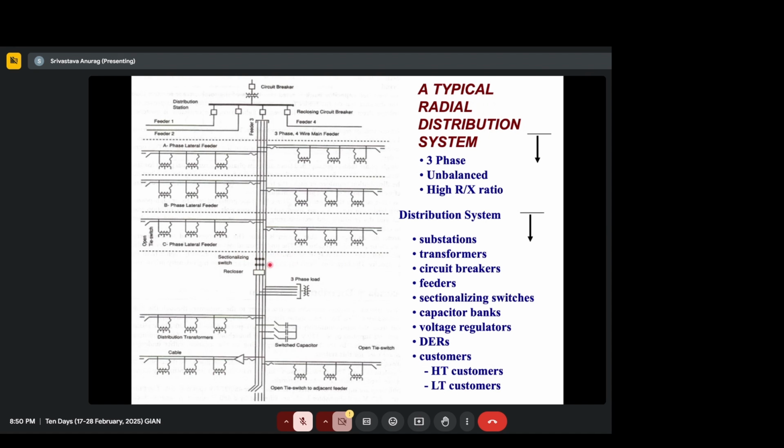Okay. And then we have this sectionalizing switch, which can open this whole part with a recloser, which can reclose by its own once the fault is gone. So a recloser is just a switch which senses the fault and opens breakers, but once the fault is gone, it does not know the fault is gone, but it will try again to close. And if it does not see a fault, it will close the circuit.